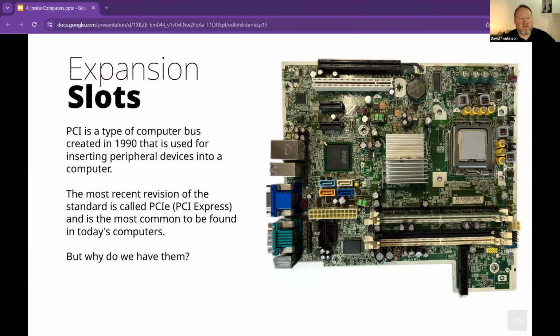So let's have a look at our expansion slots then. PCI is a type of computer bus. It was created in 1990. God, that's ages ago. It was used because people wanted to put more and more devices onto a computer, but they didn't want to have to essentially solder them into the motherboard. We wanted to be able to say, well, hold on, I want a couple more network cards. I want a couple more serial or parallel cards going in there, parallel communication happening. I wanted to run multiple monitors, but they didn't want to say, well, that's all it's going to do, and I'm going to have to solder it in. So they invented essentially the slots.